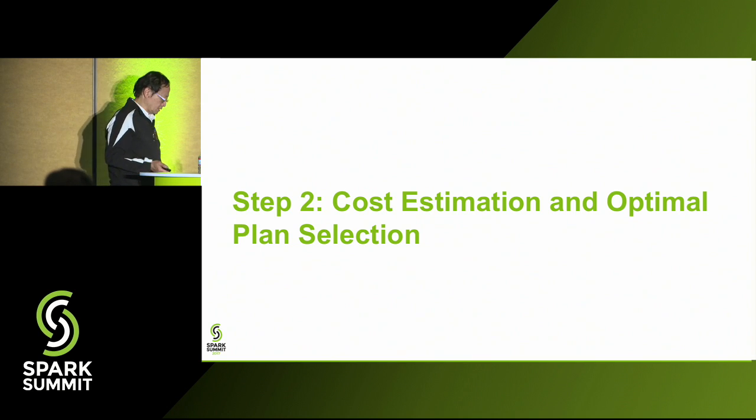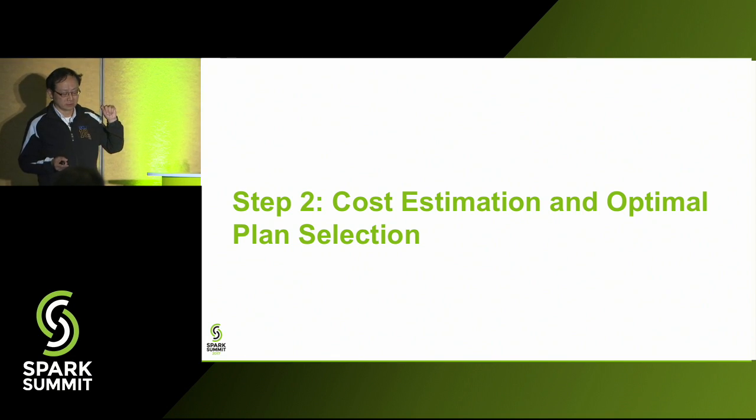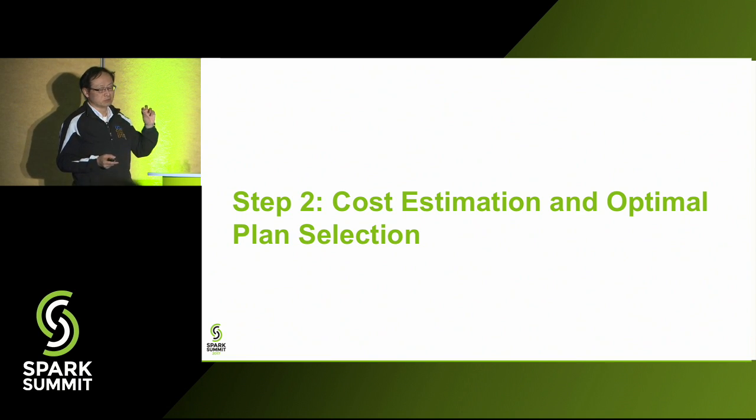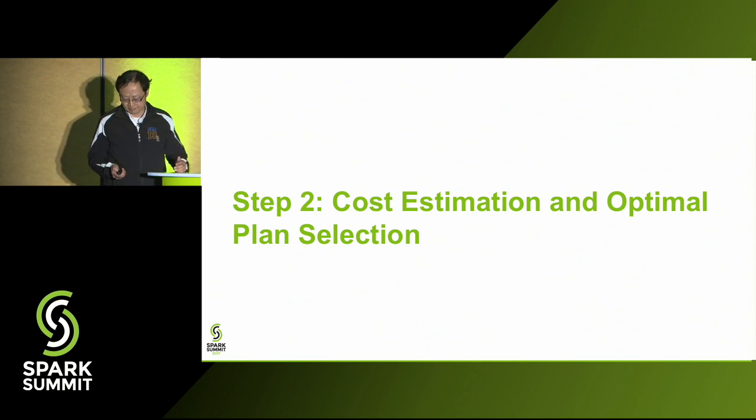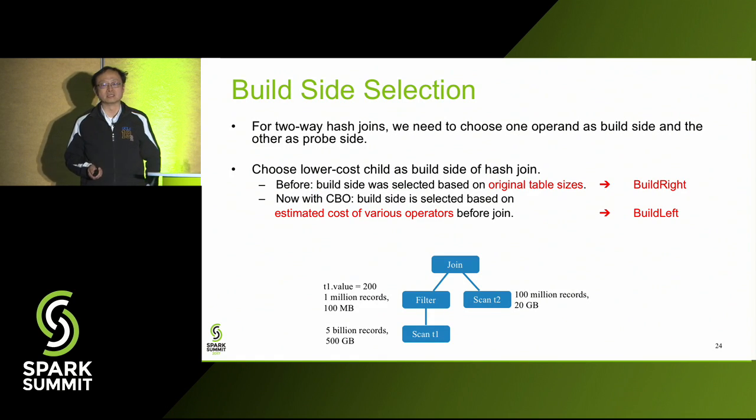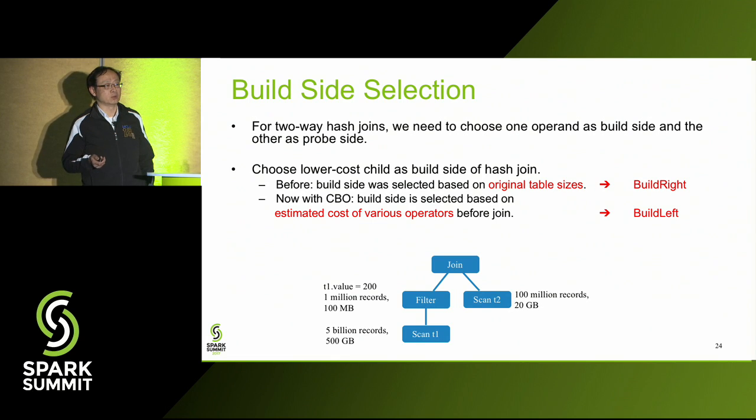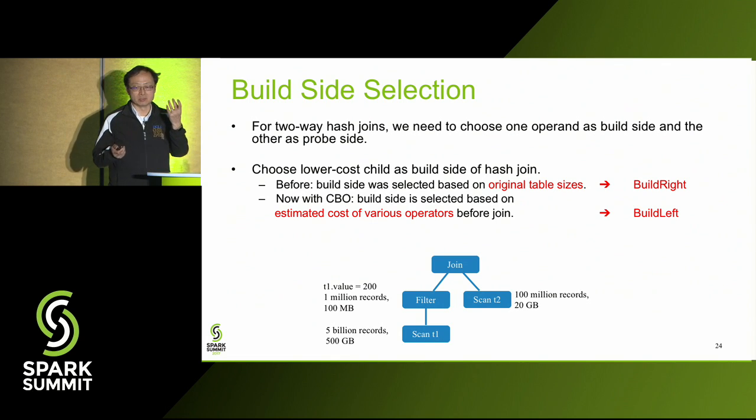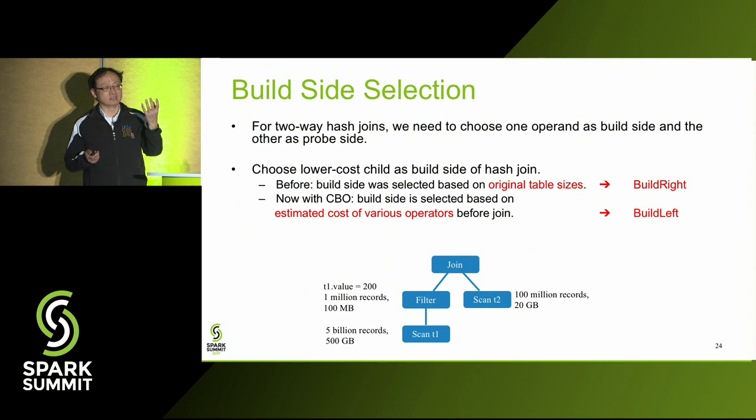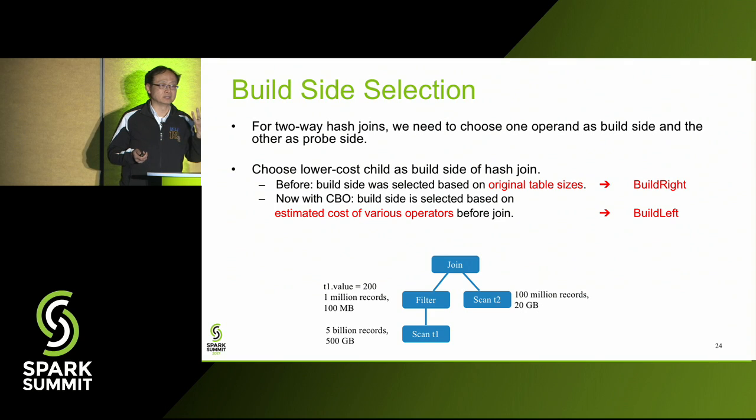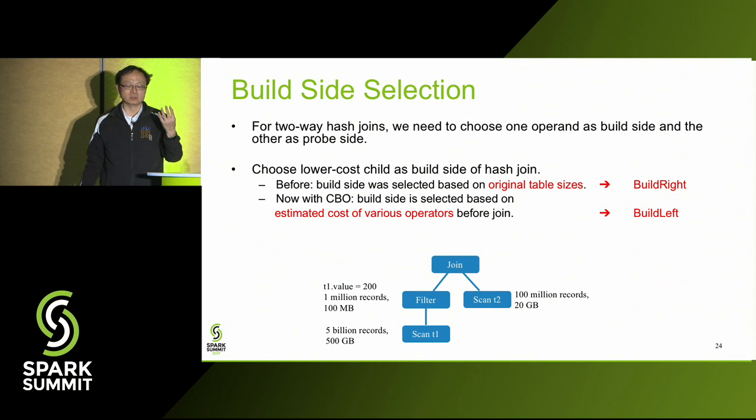After we collect statistics for the table and the column, and estimate the cardinality, the output size, and the number of output rows for each operator, the next thing is we need to estimate the cost and try to pick the optimal plan. Here I'm going to show you some cases. This is build side selection. Usually, when we perform a hash join operation, we try to use the smaller side as the build side, because on the build side we build a hash table. We want to use the smaller side so that it can fit in memory. Then we use the records in the larger relation to probe the hash table.